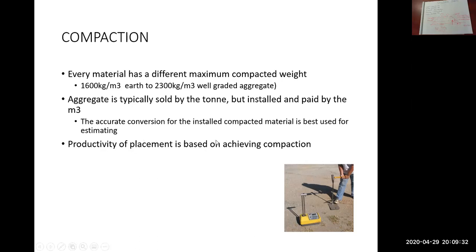The accurate conversion for installed compacted material is best used for estimating, right? Typically with road base and road subbase, the specified compaction works out to a density of approximately 2,200 to 2,300 kilograms per cubic meter. So that's the conversion that you want to use. If you need 10 cubic meters of gravel, you multiply 10 times 2.3 tons per cubic meter to find out how many tons of gravel you need to buy.